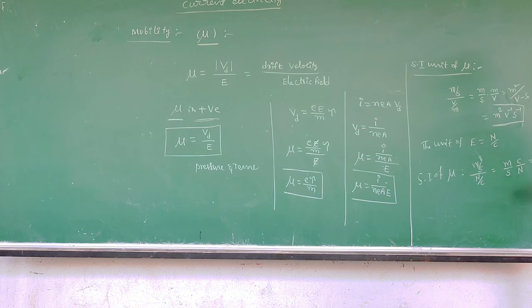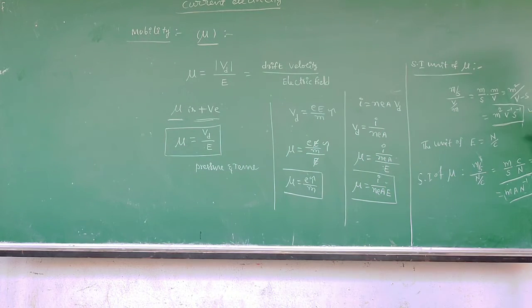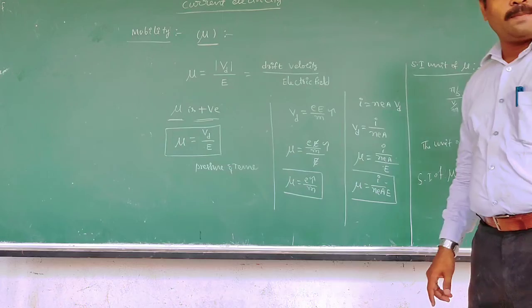Here meter by second, Coulomb means unit of charge, and Coulomb per second is called ampere. So it is meter ampere by Newton, that is meter ampere Newton power -1. This is the SI unit of mobility. These are very important units, especially from the objective point of view, this formula and units.